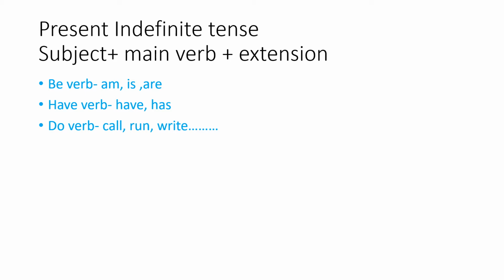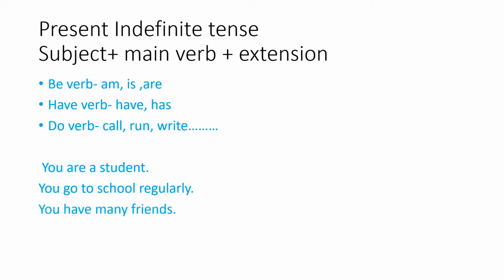So students, look at some sentences with these verbs. You are a student. This sentence is in be verb. You go to school regularly. This sentence is in do verb. You have many friends. This sentence is with have verb. So look at the sentences. These three types of verbs are in these three sentences.